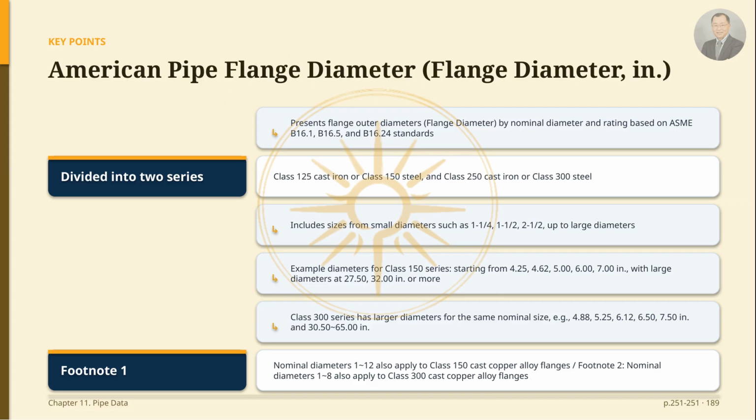For example, when the diameter of the Class 150 series is 4.25 inches, the Class 300 series is designed larger at 4.88 inches. I will not list all the values, so engineers should first verify the nominal pipe size and class rating of the piping they are designing, and then refer to the corresponding diameter value. I also recommend considering the application range of cast copper alloy flanges specified in the bottom footnotes.